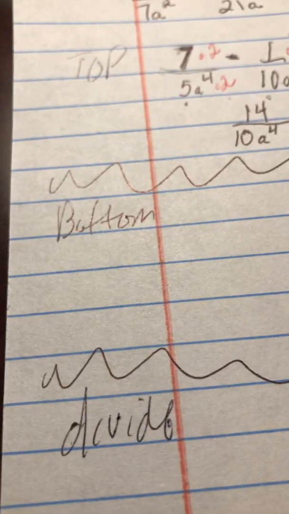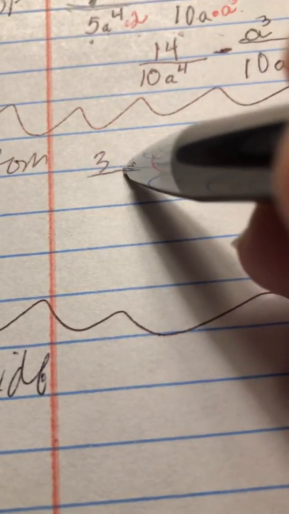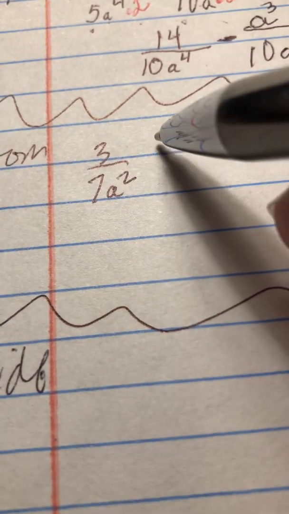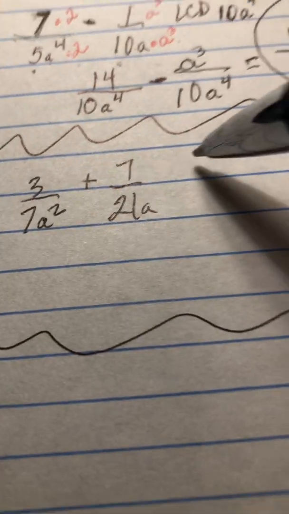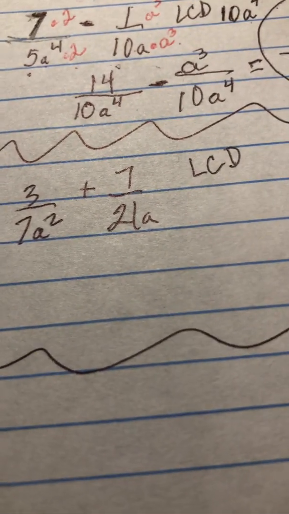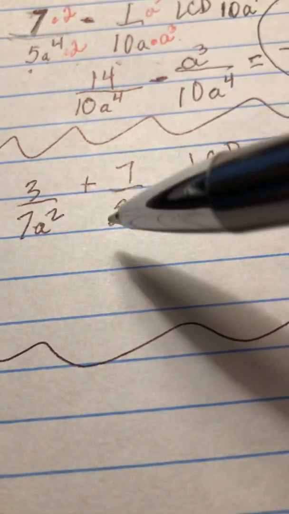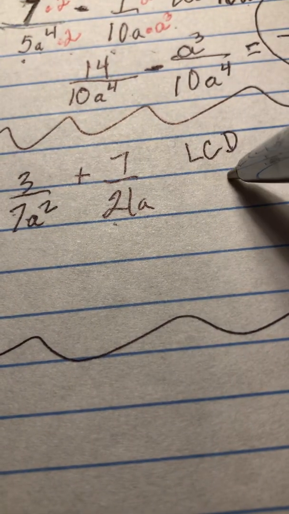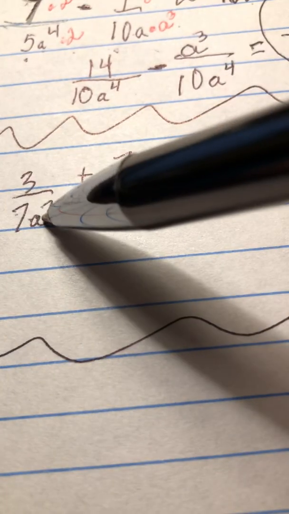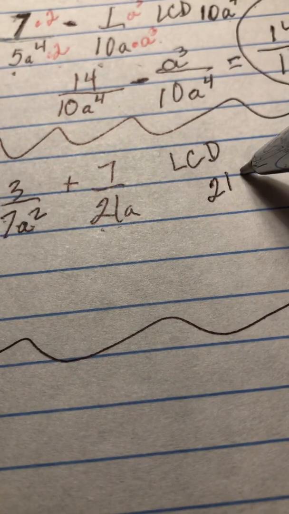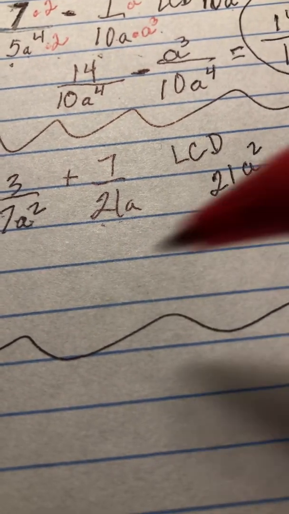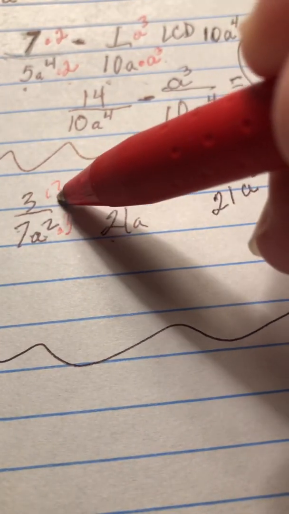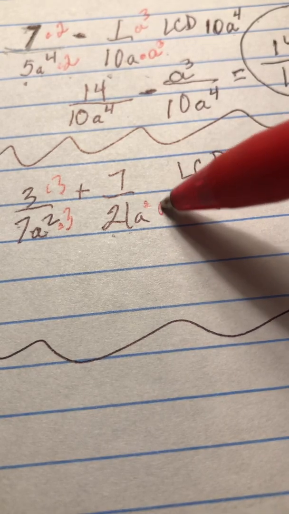Now if we go to the bottom, we have 3 over 7a squared plus 7 over 21a. We need to figure out what the common denominator is. And if you just look at the number parts, the common denominator is 21. And then we need to have the same number of a's, so we'll call that a squared. And then we'll multiply to make sure they both have each of those things. So this needs to be multiplied by 3, and this needs to be multiplied by a.